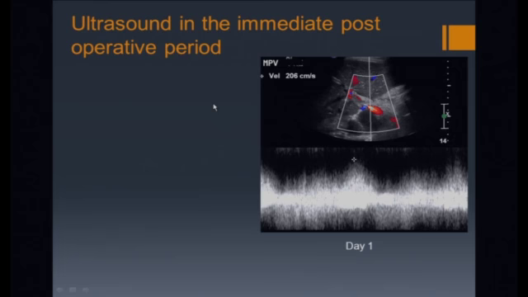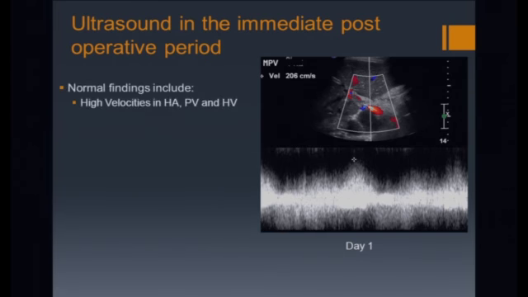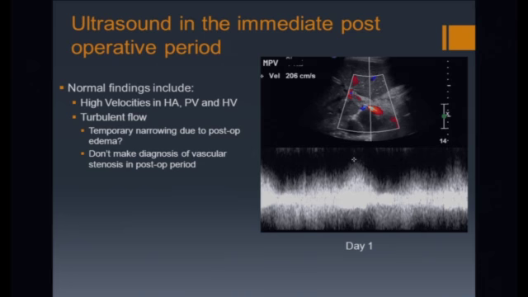Now, in the immediate post-operative period, there are a number of changes that you will see in the Doppler waveforms that are a consequence of post-operative edema and should not be regarded as a cause for alarm. These include high velocities in the hepatic artery, portal vein, and hepatic vein, and turbulent flow. This is due to temporary narrowing from post-op edema, and it should not cause a diagnosis of vascular stenosis to be made in this period.